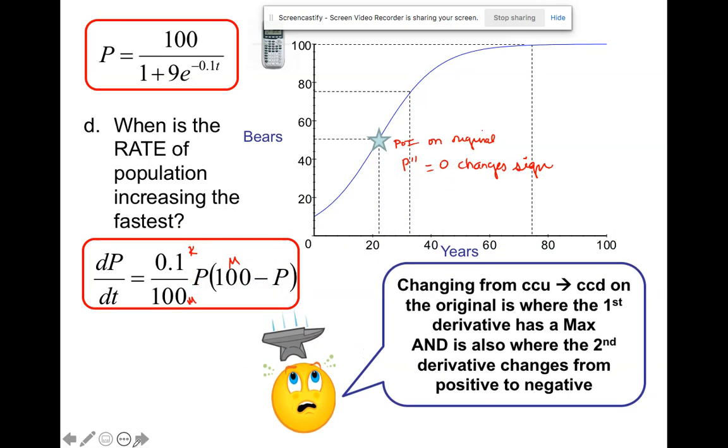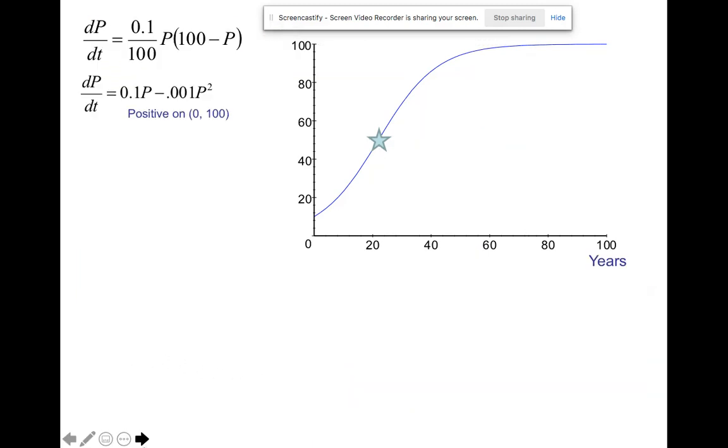Changing from concave up to concave down on the original is where the first derivative has a maximum, right? So I could look at this and find where it has a maximum, but you're on a calculus test, so anytime you are asked for a maximum, it's also where the second derivative changes from positive to negative. So here I go, I just distributed 0.1 divided by 100, P times 100, the 100s cancel out, and I just get 0.1 P, minus 0.1 divided by 100 is 0.001 times P squared.